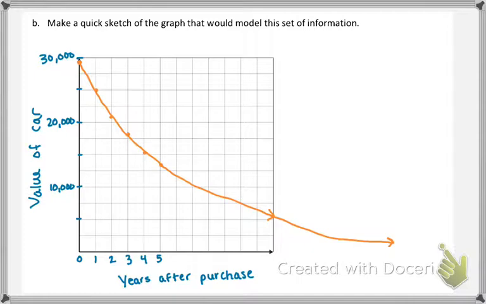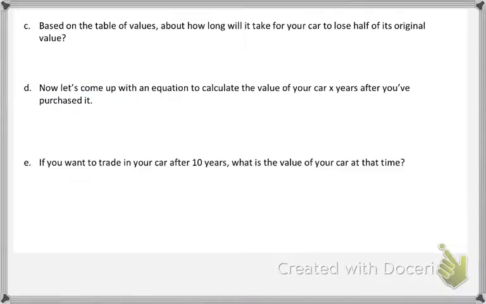And you can see that this is the graph of an exponential function. And because it's losing value, this is an example of an exponential decay type of problem. And so using the graph and the table, let's see if we can answer a couple of questions there. Based on a table, how long would it take for my car to lose half of its original value?